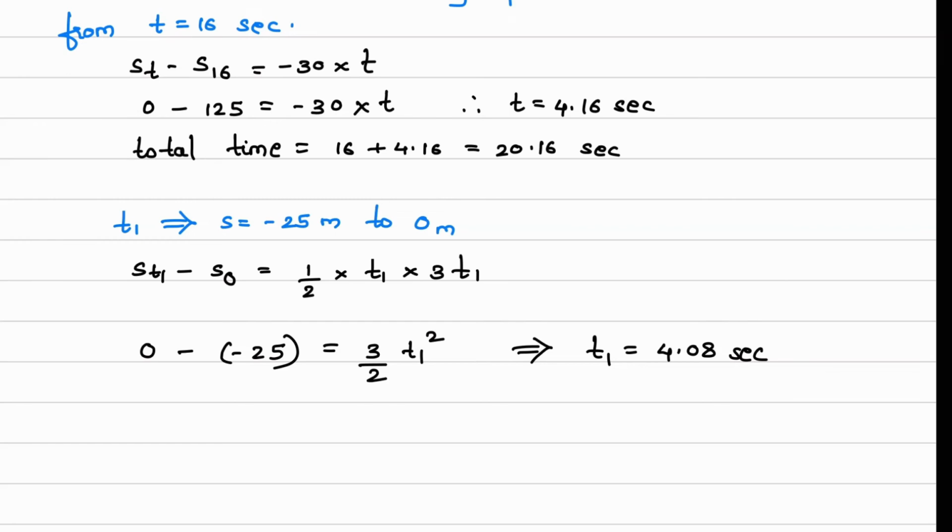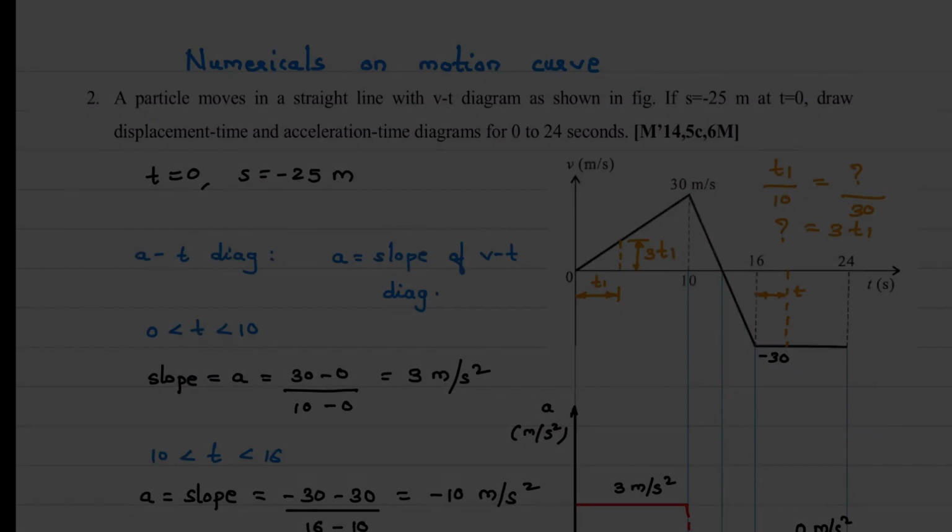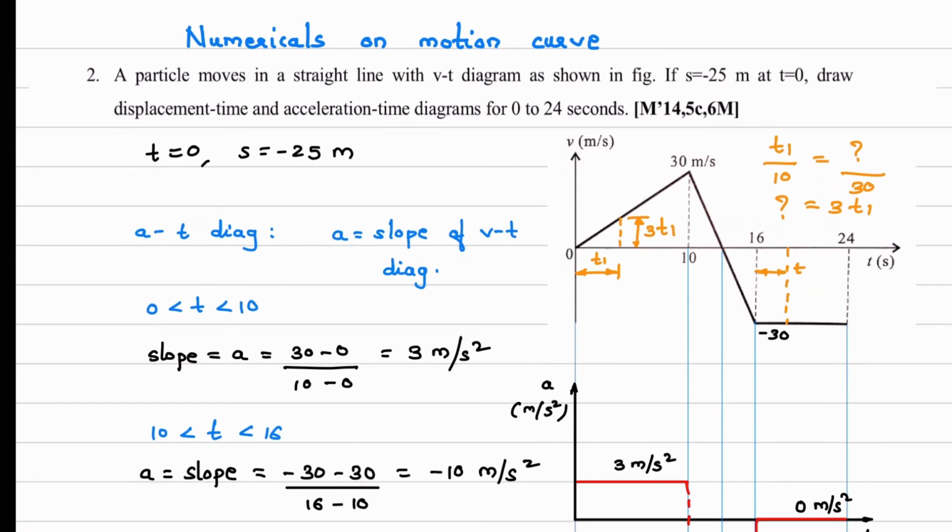So what will be this time period? It will be this time period. So we can write down over here time: it is 4.08 seconds. So what we will do now, once again we will go through this question, so that you will remember this. So what is given?